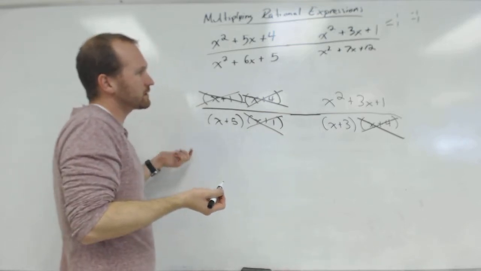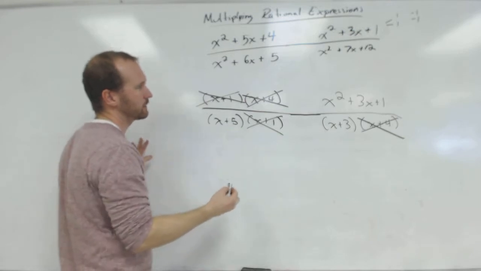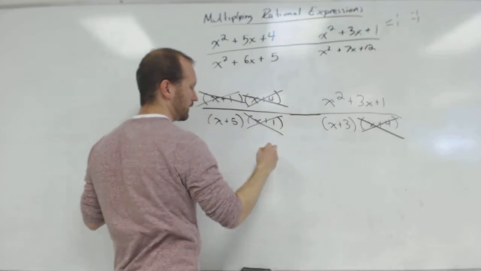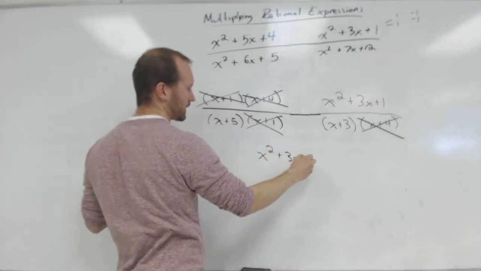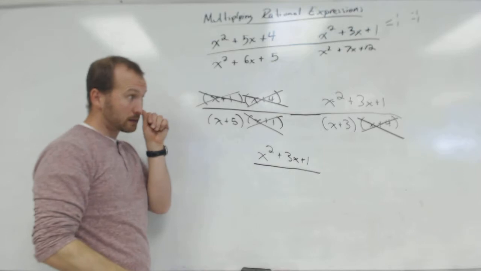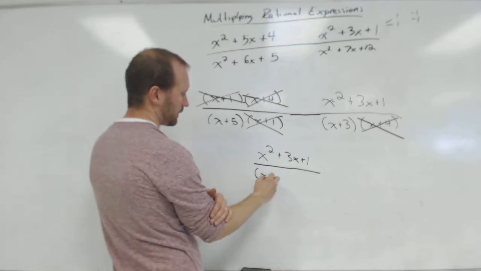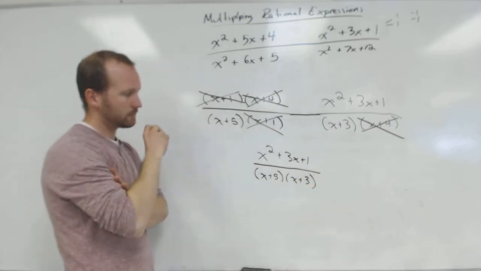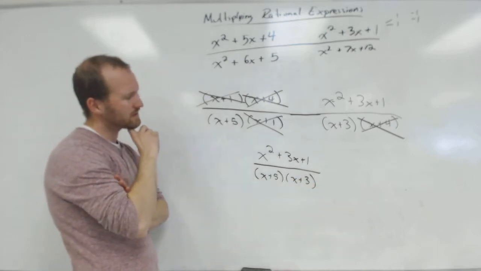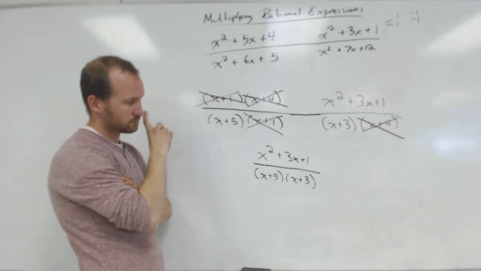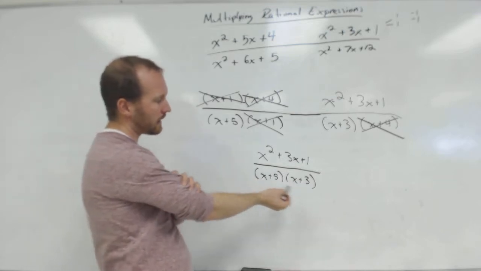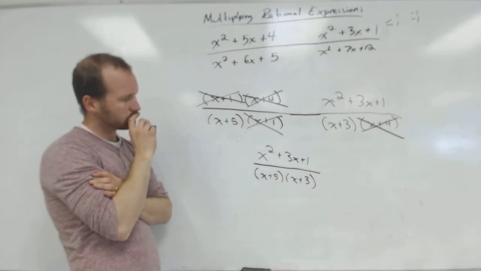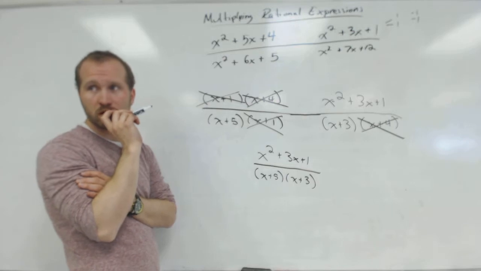Okay, so then the trick is, what do I have left? What's left up top? This, right? X squared plus 3x plus 1, exactly. And what's left down bottom? X plus 5 and x plus 3. Am I done? What do I do next? Could you add those 2 on the bottom? Well, we wouldn't add them. We could FOIL them. Yeah. We don't need to. You could. It'd be totally fine if you did.